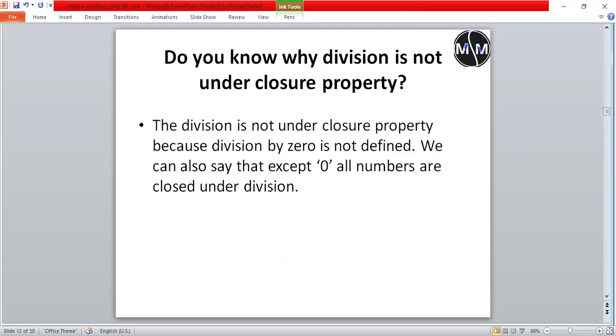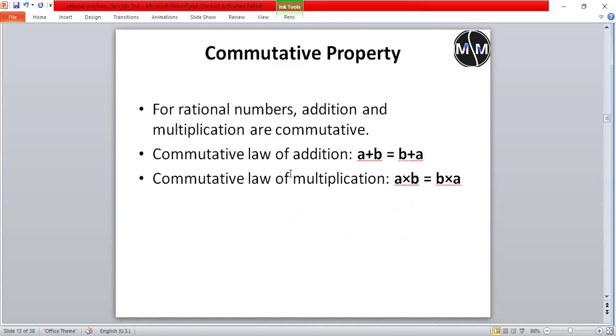What about division? Do you know why division is not under the closure property? Division is not closed because division by 0 is not defined. If you divide any number, like 15, by 0, it is not defined. It means we can also say that except 0, all the numbers are closed under division.